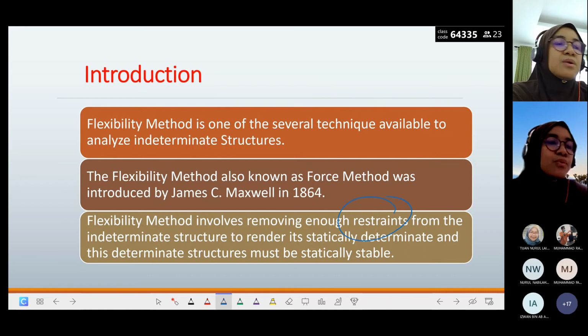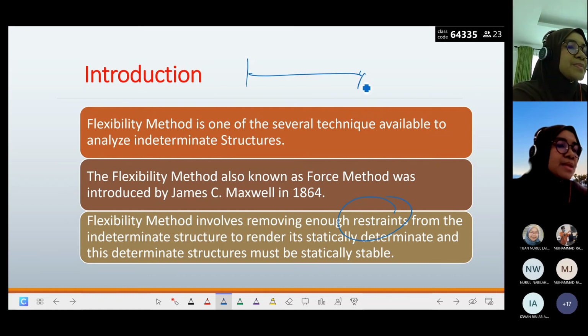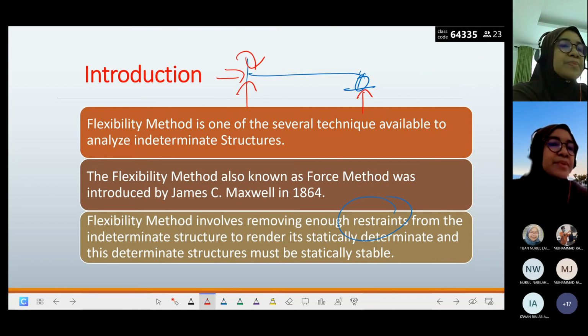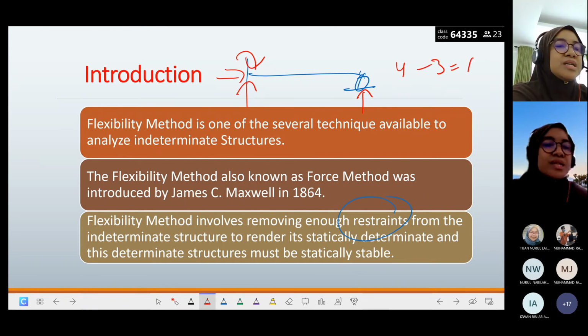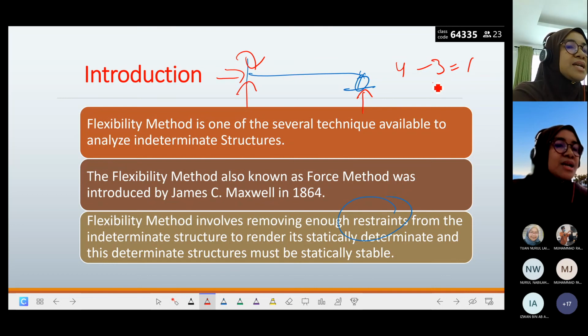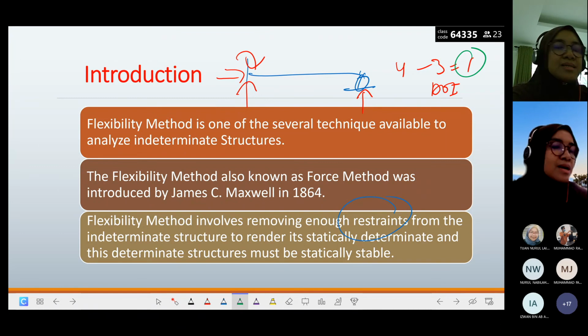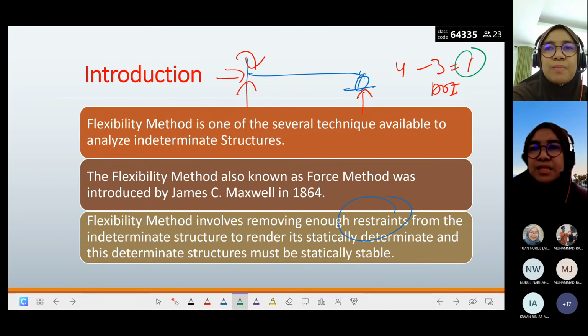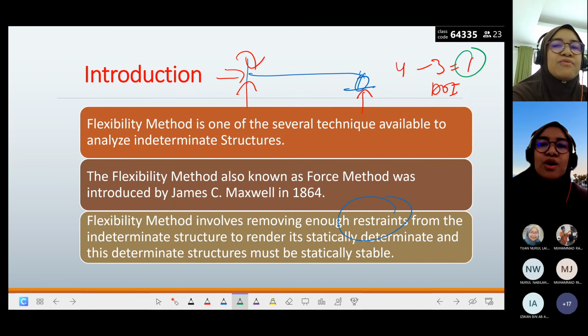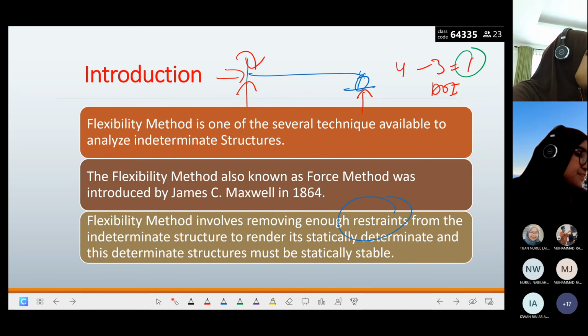So the idea is, for example, when we have a beam like this, the number of unknown reactions is 4 based on the support conditions, and these 4 cannot be determined using the 3 equilibrium equations, so the difference is 1. This is the degree of indeterminacy, and the 1 represents the redundant in the system, or the constraint that needs to be removed. We have to remove 1 from the system in order to get a stable and determinate condition. That is the main idea.